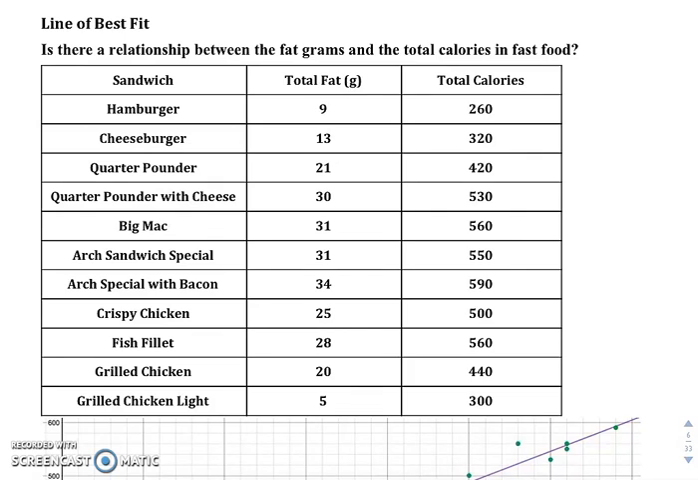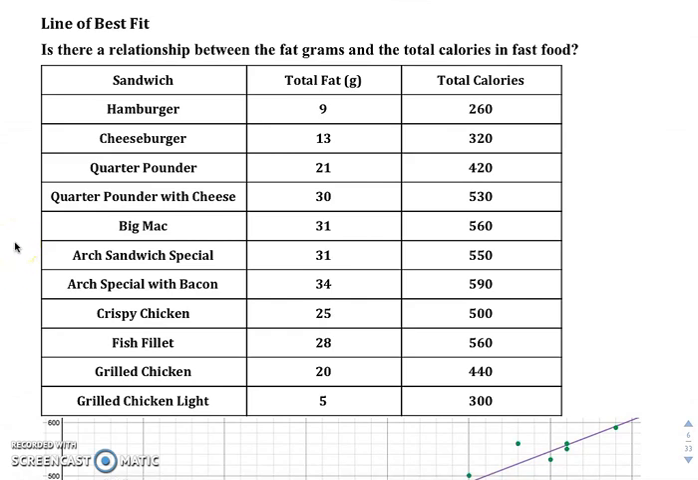We're going to use what we know about equations of a line, the different forms of equations of a line, to write an equation of a line using a line of best fit. So it says, is there a relationship between the fat grams and the total calories in fast food? It gives you a list. It gives you the fat grams for each of those items, and then the total calories for that item.